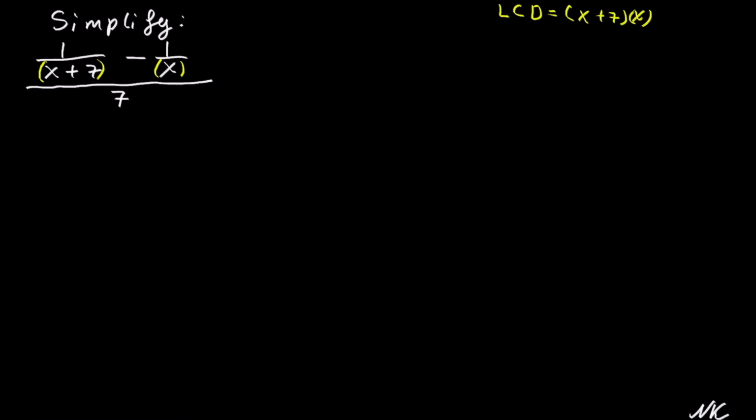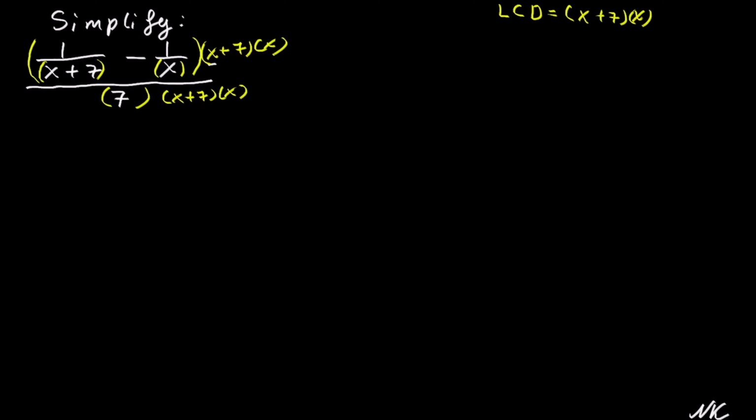In the denominator we have 7. 7 is a whole number, it's out of 1. We do not need to include 1 in our LCD. So to simplify a fraction using LCD, we multiply the numerator by the least common denominator, which is x plus 7 times x, and we multiply the denominator by the least common denominator, which is x plus 7 times x.